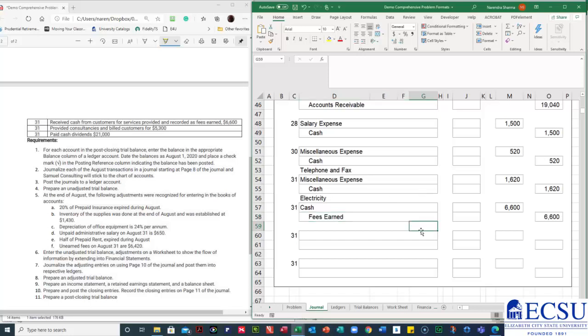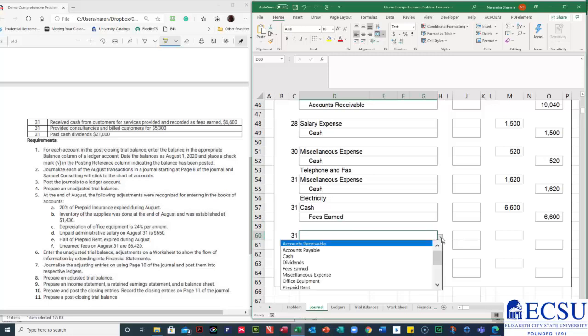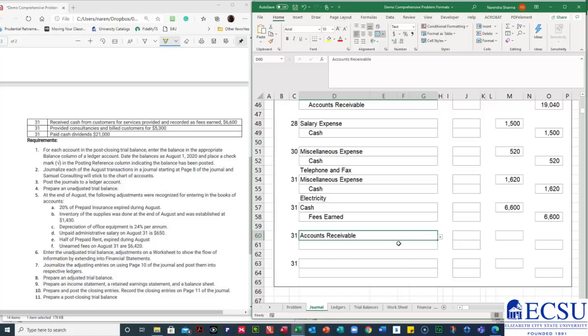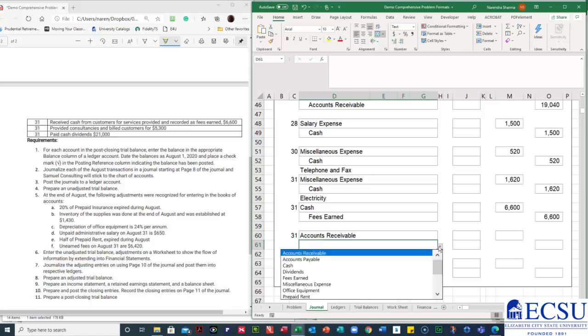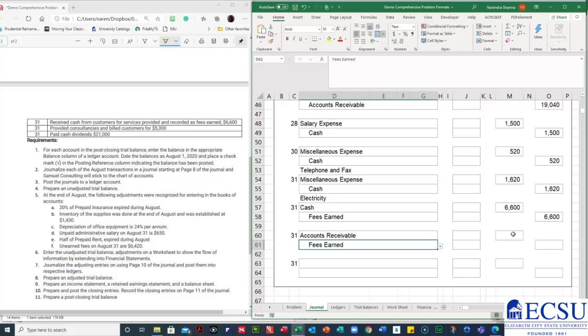If the problem had stated received cash from customers on account, I would have credited accounts receivable. But here it says clearly that it's fees earned, so therefore I'm going to use fees earned. Provided consultancies and billed, so therefore it's accounts receivable, and since the business is to provide consultancy, it is fees earned, and the amount was given to you as 5,300 and 5,300.